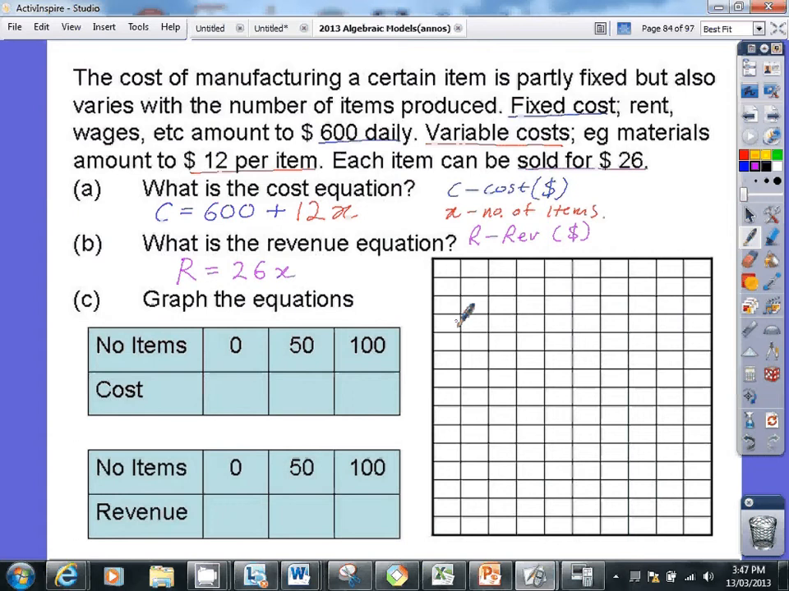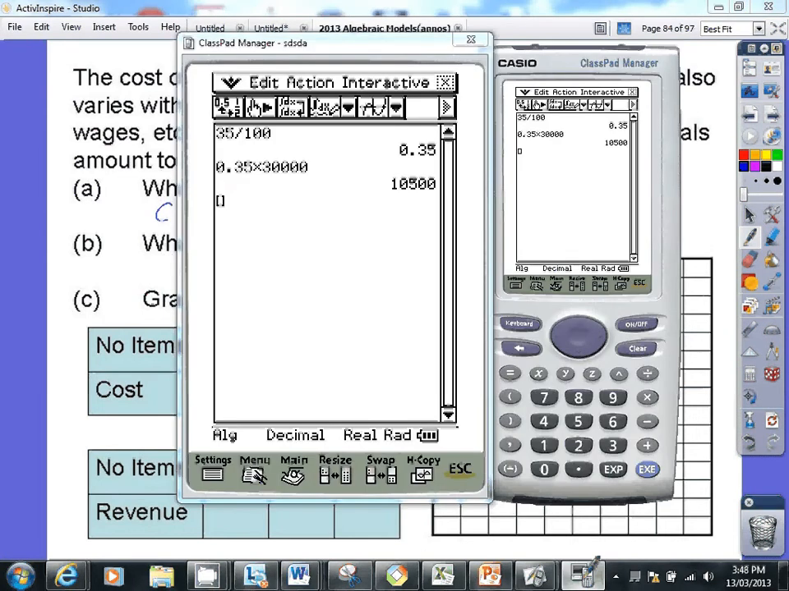Okay, so let's graph the two equations. We've got the cost equation first, so you can have a go at plugging these values in. Cost with no items: the initial cost, that fixed cost, is $600. For the next one, we've got 600 plus 12 by 50, because 50 items are being made. 600 plus 12 by 50 is $1,200.